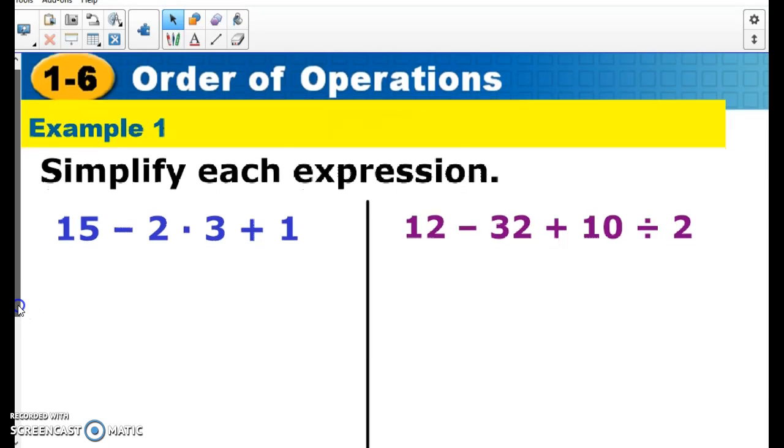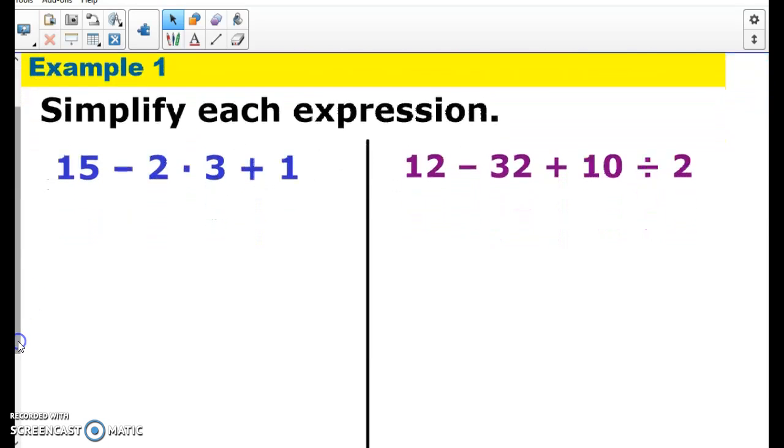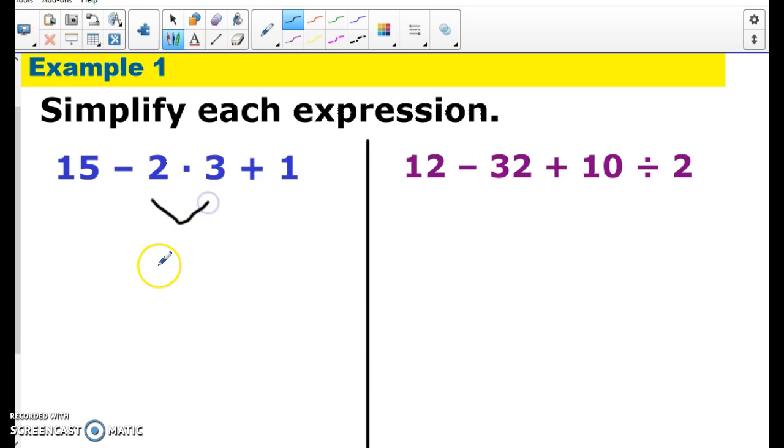Alright, so here I have 15 minus 2 times 3 plus 1. If we're looking at PEMDAS, we're going to see M comes first. So we have that 2 times 3 first, so I'm going to get 6. So I have 15 minus 6 plus 1. And even though the A in PEMDAS comes first, I'm still going to work left to right here. So 15 minus 6 is 9, and 9 plus 1 is going to give me 10.